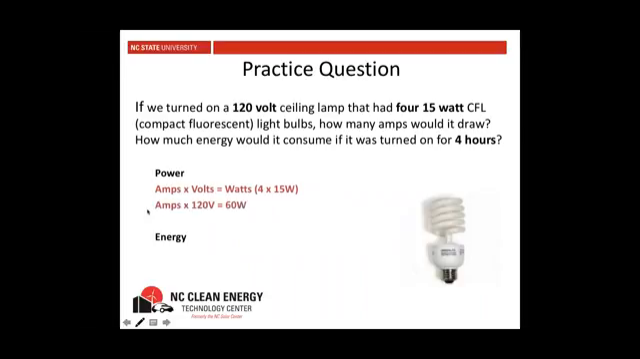4 times 15 watts, our total power draw now is only 60 watts, which is going to take our current down to half an amp. So we've got a much lower current draw for the ceiling lamp now that we put in these energy efficient light bulbs. It's also going to really pull down our energy consumption. 60 watts times 4 hours is 240 watt hours or 0.24 kilowatt hours.